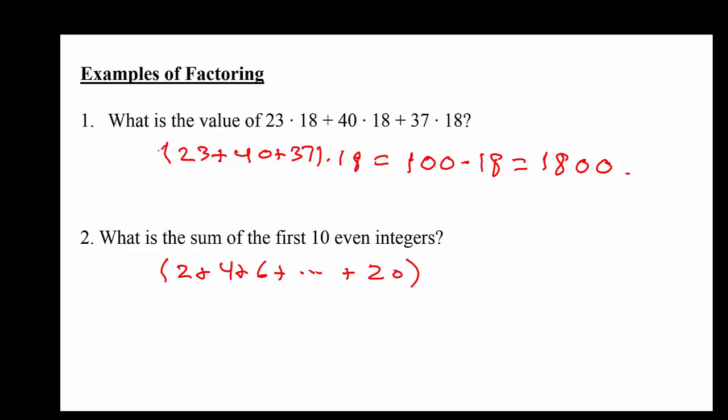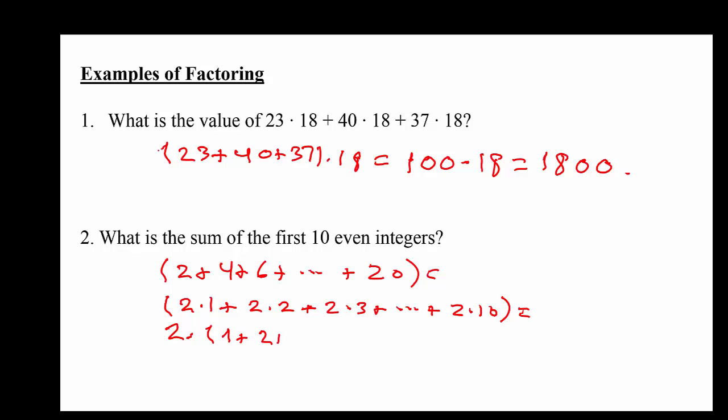We notice that we can factor out a common 2. We can write the 2 as 2 times 1, the 4 as 2 times 2, the 6 as 2 times 3, and the 20 as 2 times 10. Then we can distribute out the 2. We have a common factor of 2 in each of those terms, so let's factor it out. So I've got 2 times, parentheses, and now I'll write all those terms with the 2 divided out. That gives me the sum of the numbers from 1 to 10.